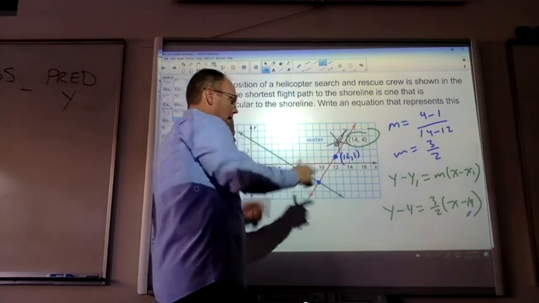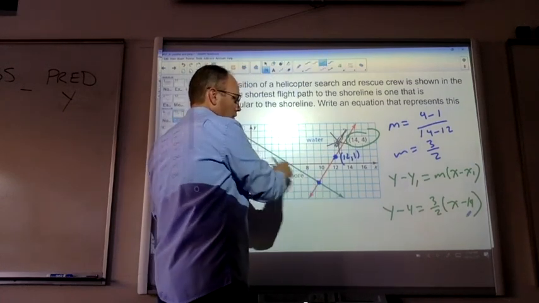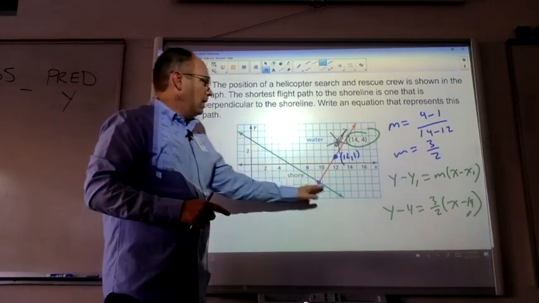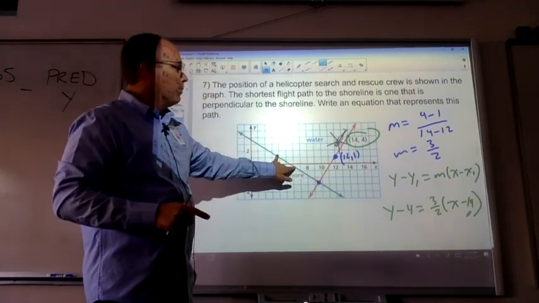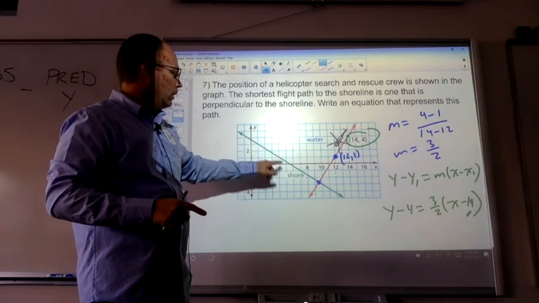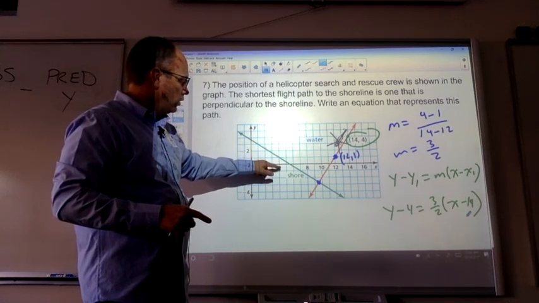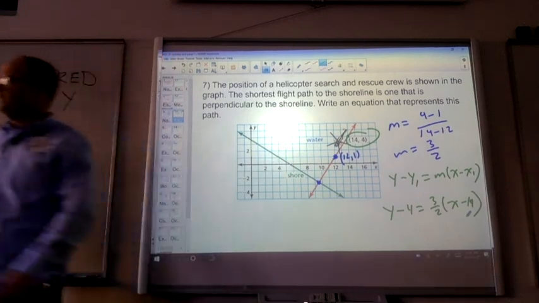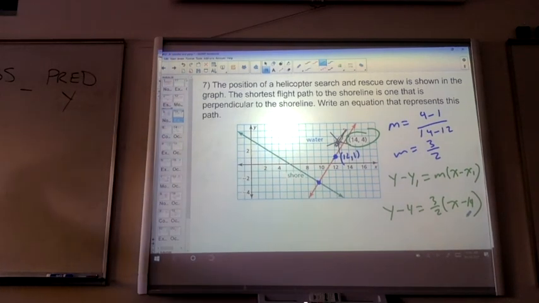Now, you're absolutely right. If I wanted to find the equation of this, this would have a slope of negative 2/3. So let's see if that works. Negative 2 over 3. Yep, that has a negative 2/3 slope. Sweet. I love it when it works out that way.